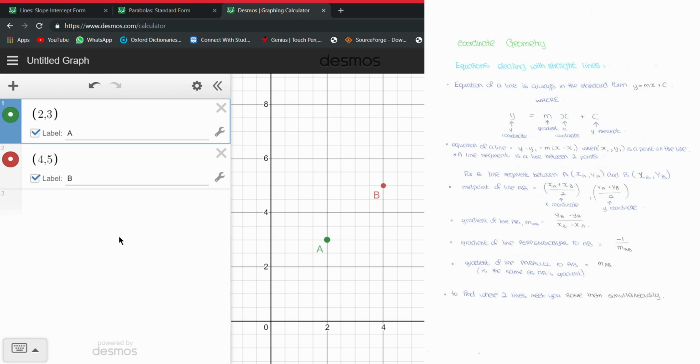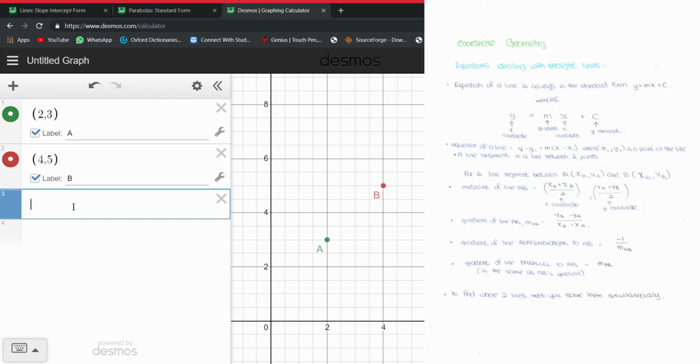In this case, the x-coordinate of A is 2, plus the x-coordinate of B is 4, over 2. And the y-coordinate of A is 3, plus the y-coordinate of B is 5, over 2. So you'd end up with 6 over 2 and 8 over 2. If you want, you could follow at home with your paper if you can't see the equation playing out.